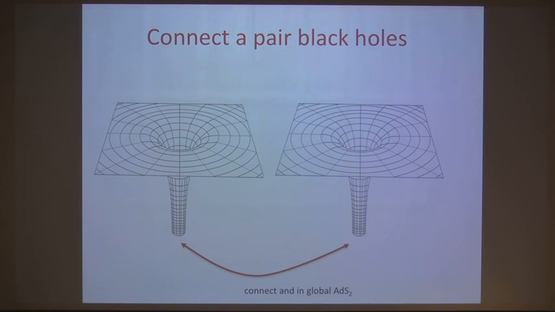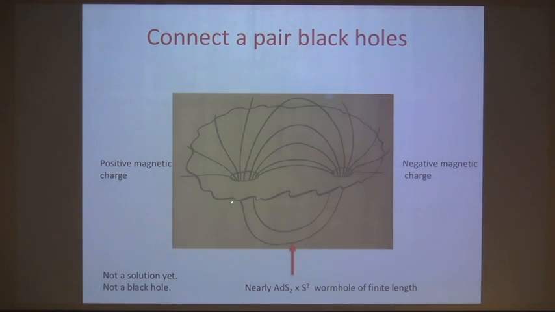that's a geometry. So that's a geometry so far. It's not yet a solution. So we have a geometry that looks basically like the picture we saw before. So this is the AdS2 times S2 wormhole, and then we have magnetic field lines that come in on this side of the wormhole and go out on the other. Because of that, this is a positively charged object, and this is a negatively charged object. This is not a solution yet, but it's certainly not a black hole, because we have a global time-like Killing vector, and we have no horizon, and so on.